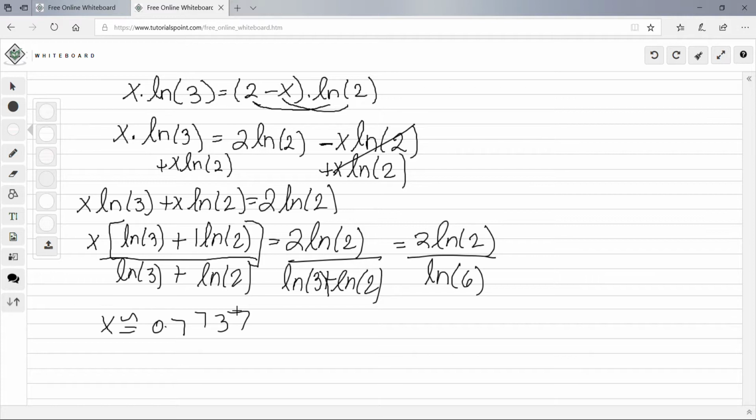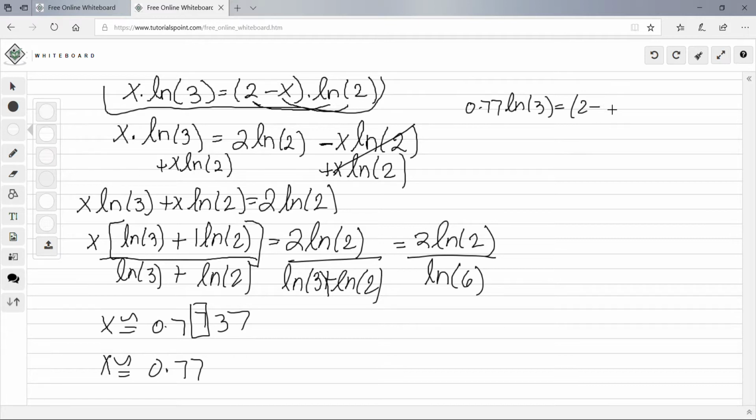Okay, so the problem didn't say to round how many places, but for me, I'm just going to round it to 2 decimal places because it's going to make it much easier. The book says to give the exact solution, but I'm going to round it to 2 decimal places because when I check it, I got to put it back into the original equation. So when I put 0.77 back into this equation, wherever you see an x, you're going to put 0.77. So 0.77 times natural log of 3 equals 2 minus 0.77 times natural log of 2.